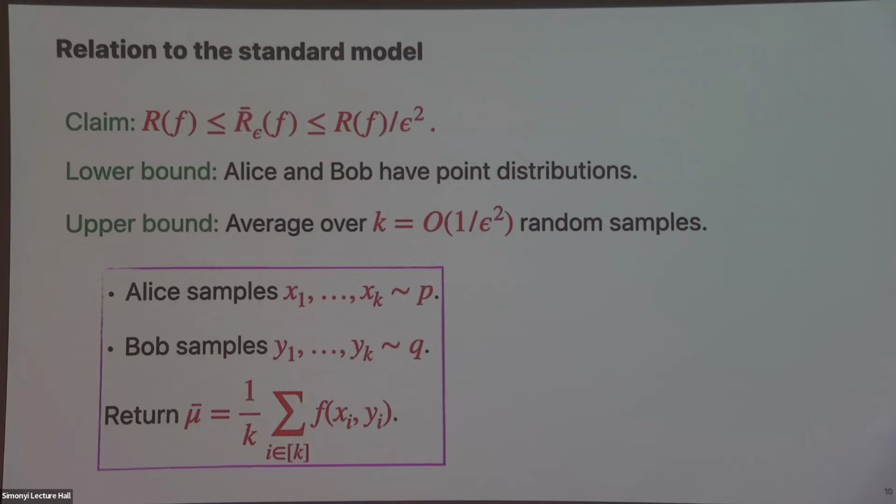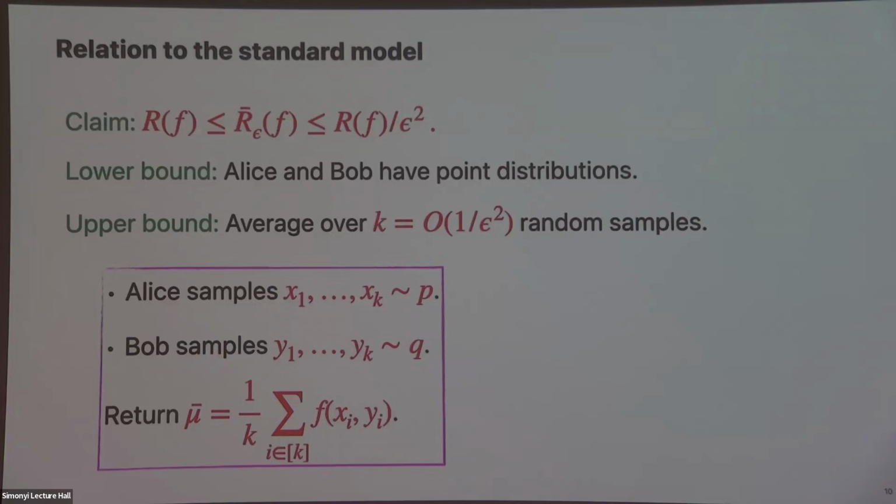Right? And now a simple variance calculation, a Chernoff bound, will tell you that once you have 1 over epsilon squared samples, then you're going to be within epsilon of the true expectation. Because each of these samples, f(xi, yi), is an unbiased estimator of the expectation, and these k samples are independent.